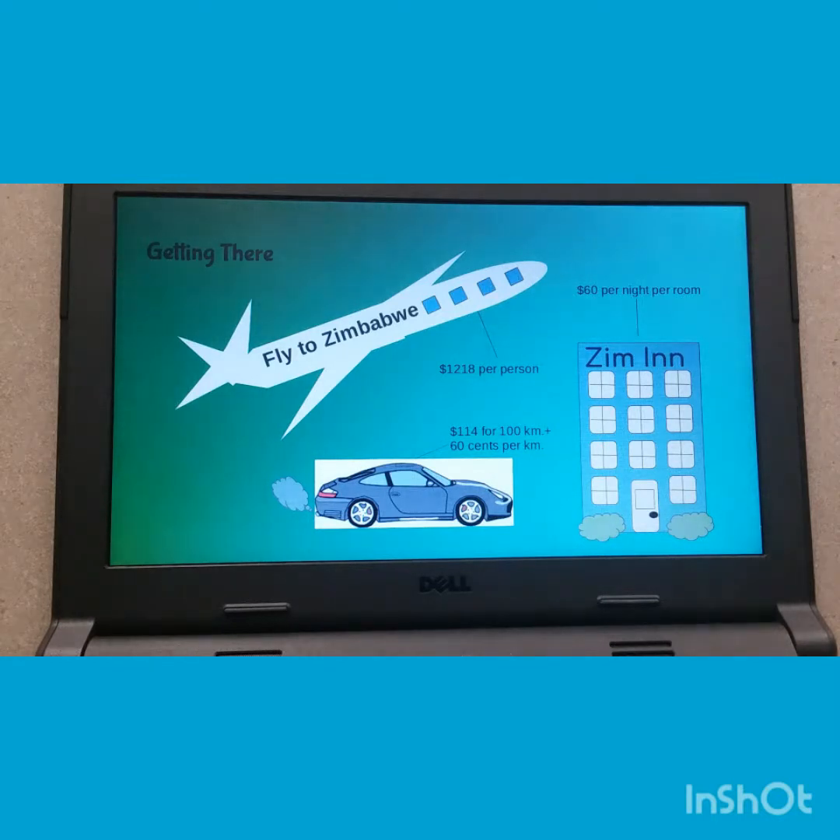Now, we also need a place to stay. So a usual averagely quality hotel is around $60 per night per room. And if we have 6 volunteers, we can also rent an extra room so that it's $120 per night for 2 rooms. And then we need a rental car to actually get to the houses for our prototype. So it's around $114 for 100 kilometers, plus an additional 60 cents per kilometer after that.